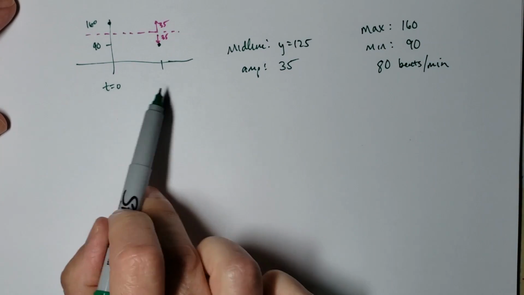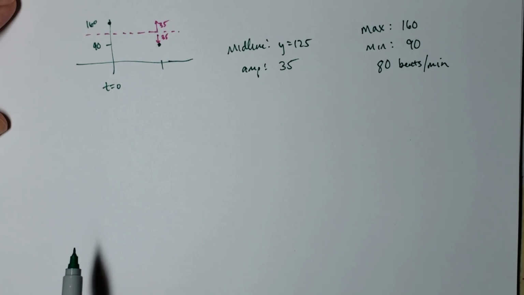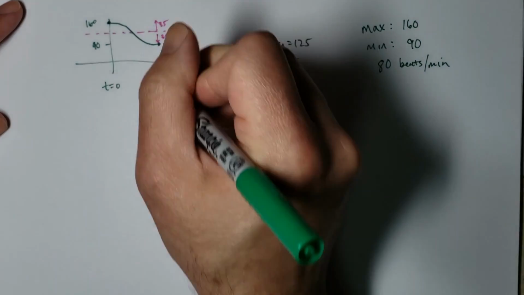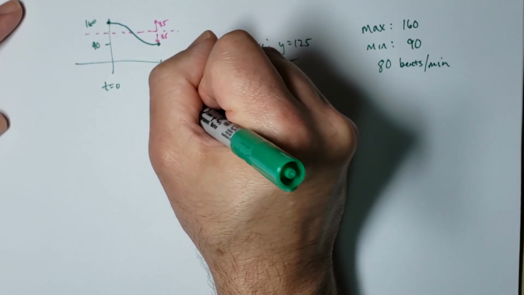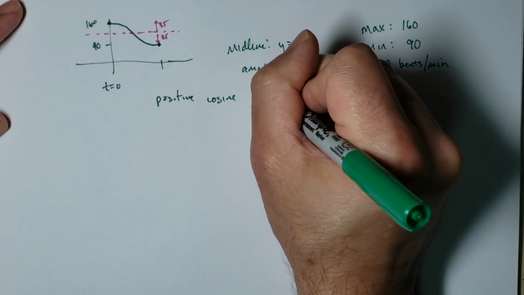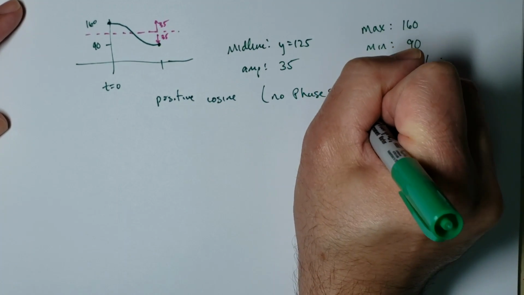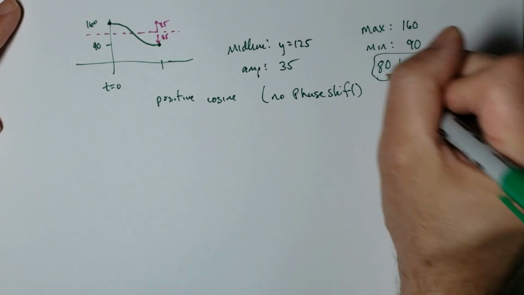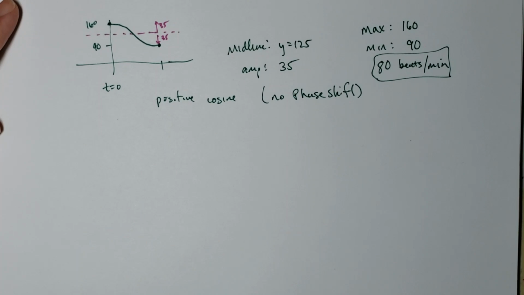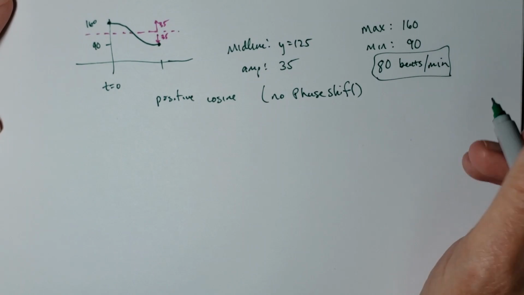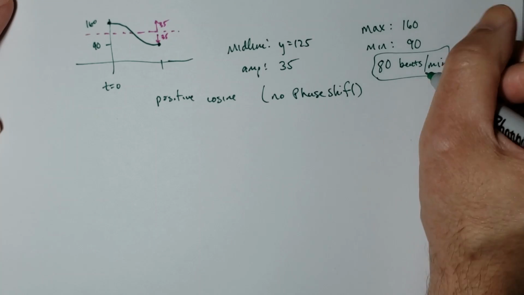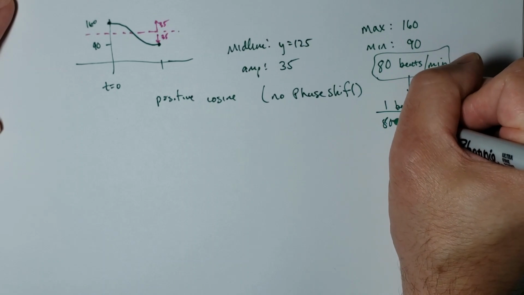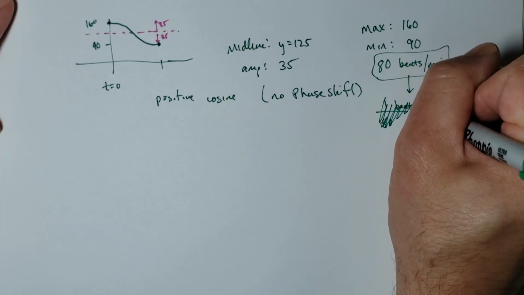Now we just need to think about the x values here, the start and the end. If we start here, if we draw our sinusoid, it's going to look like that. We could think of this starting at its maximum as a positive cosine, which means there's going to be no phase shift. And now it's just a matter of figuring out the period. If there are 80 beats per minute, that means there is 1 beat for every 1/80th of a minute. It probably makes more sense to do this in seconds, though.